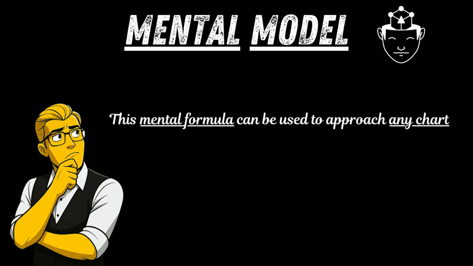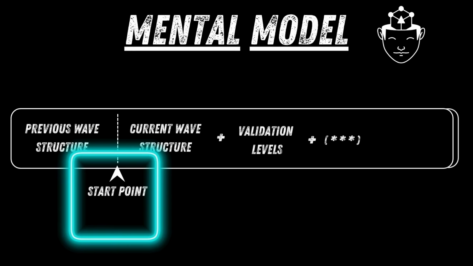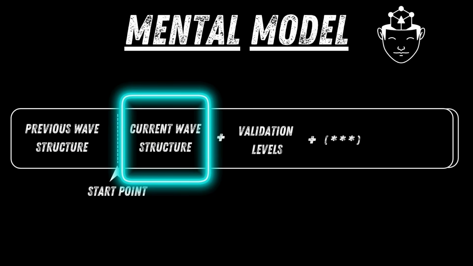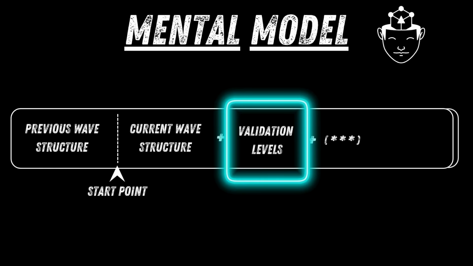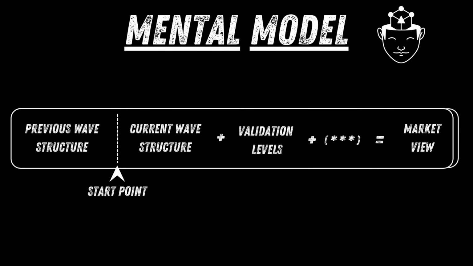So the formula is as follows. We start with the previous wave, then comes your starting point, your current wave structure you have to study, validation points, whether this structure is valid or not. And then there's some extra analysis which the advanced concept members will know. Then we go to the view, right? All this combined, you form a view.